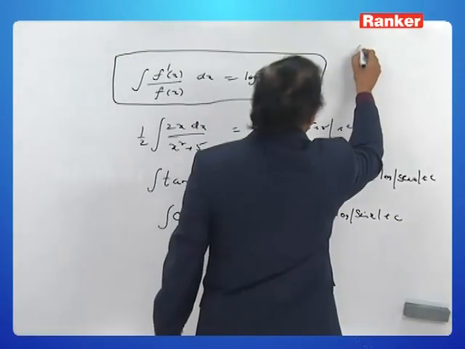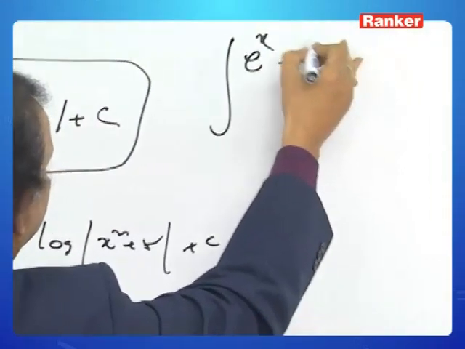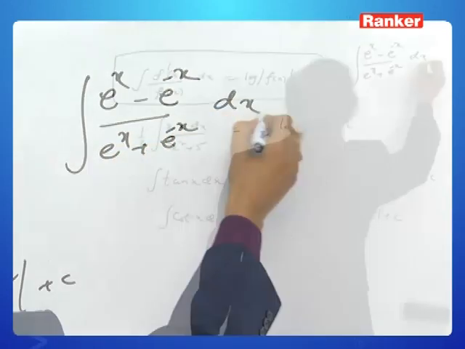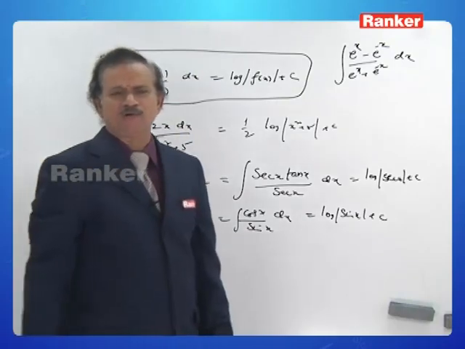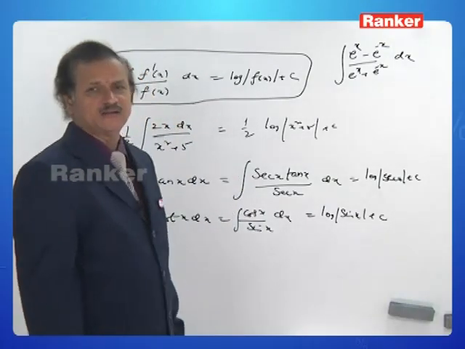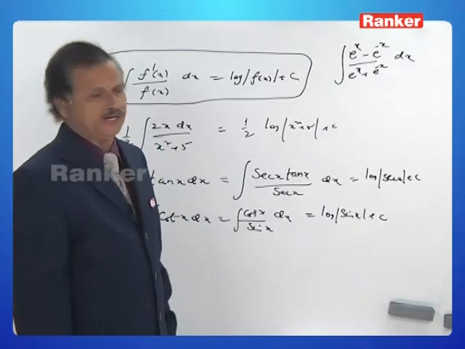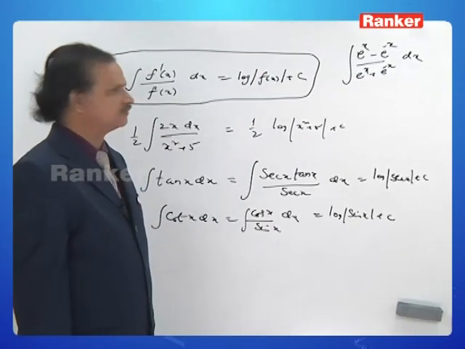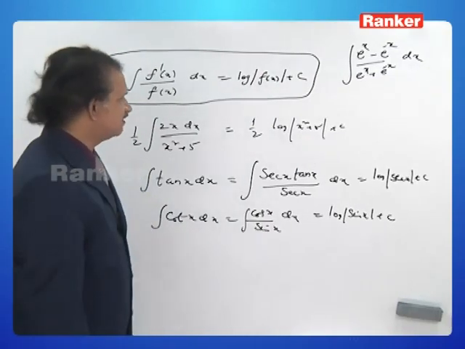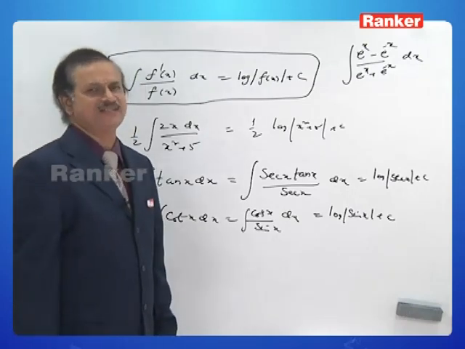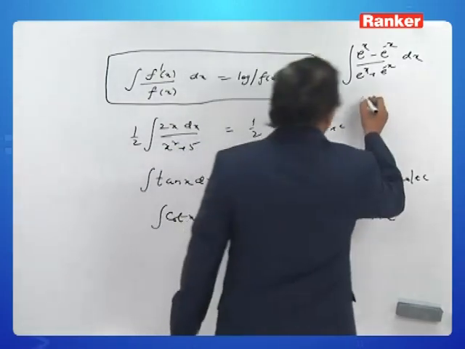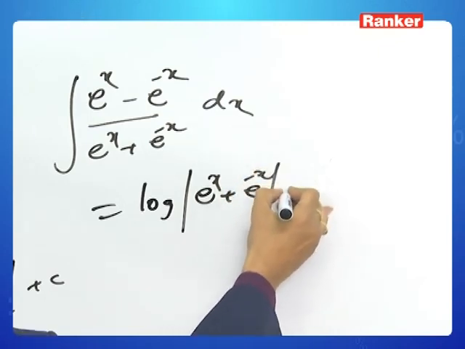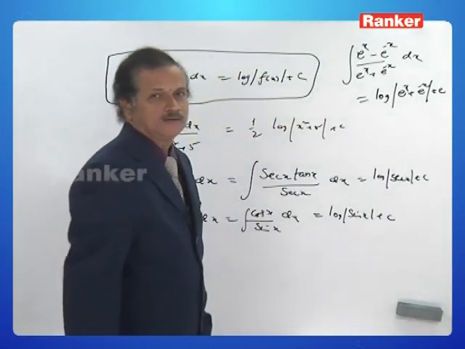Okay, what is the integral of e power x minus e power minus x by e power x plus e power minus x? No steps are needed, no style of thinking is needed. f dash x by f of x, that shape it could acquire. You take e power x plus e power minus x as f of x. Automatically the numerator will be in the shape of f dash x. You can observe, isn't it? So it is in the form of f dash x by f of x. What is the integral of f dash x by f of x? Log mod f of x. So this is log mod e power x plus e power minus x plus c.